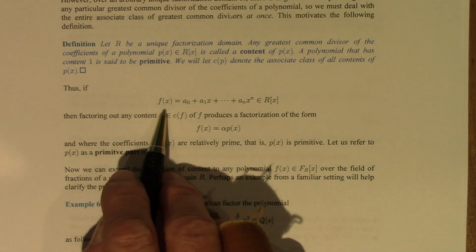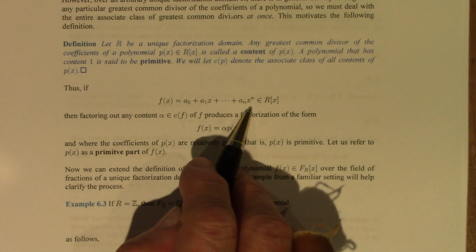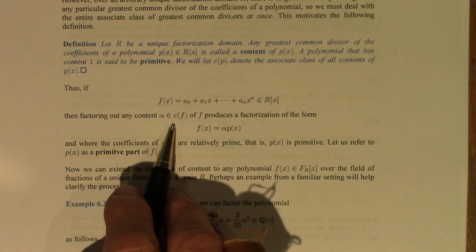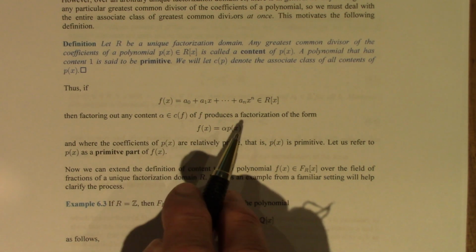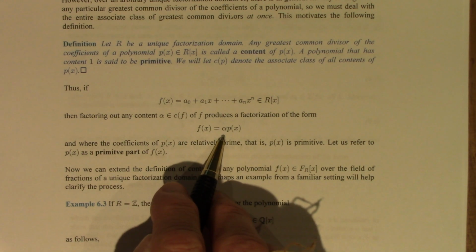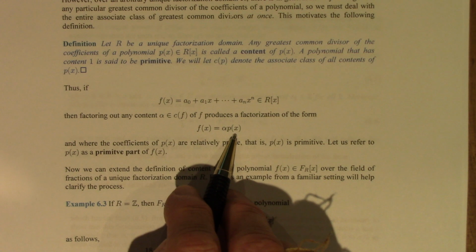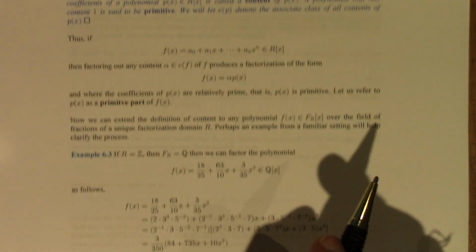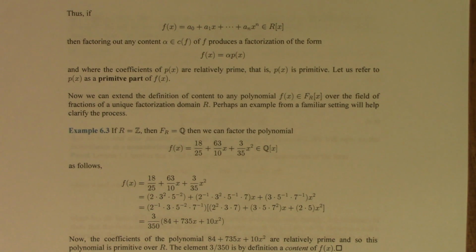So if we have a polynomial f of x that looks like this, and we factor out any content, then we have a factorization of the form f of x equals, say, alpha p of x, and p of x is primitive. Using this idea, we can extend the definition of content to any polynomial over the field of fractions of a unique factorization domain, and that's a very important step.